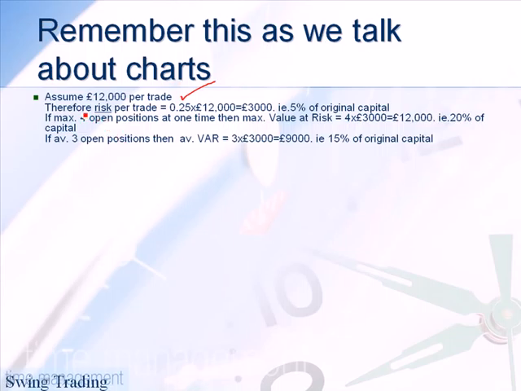Following me so far? Remember, if at any point you need to pause, just hit the space bar on the keyboard. Therefore, the risk per trade is 25% is the maximum loss you can have on any individual trade. Remember we said £12,000 is how much you put into a trade. So that's £3,000 is the maximum risk money you could lose on a particular trade. That also happens to be 5% of your original trading capital, which was £60,000.